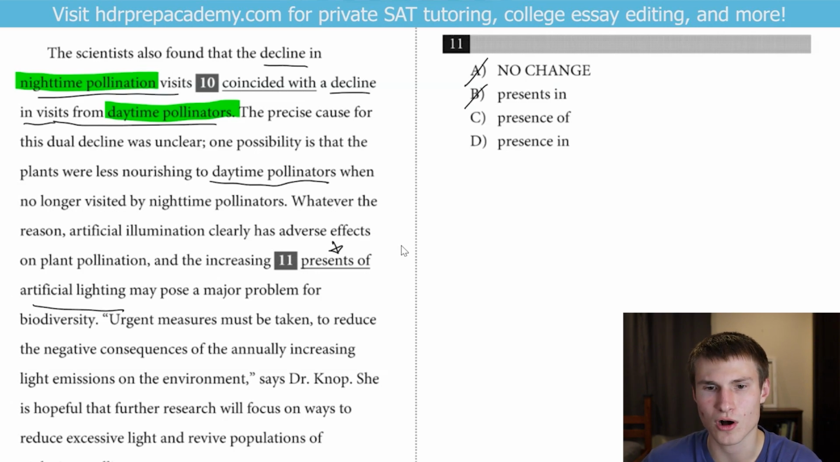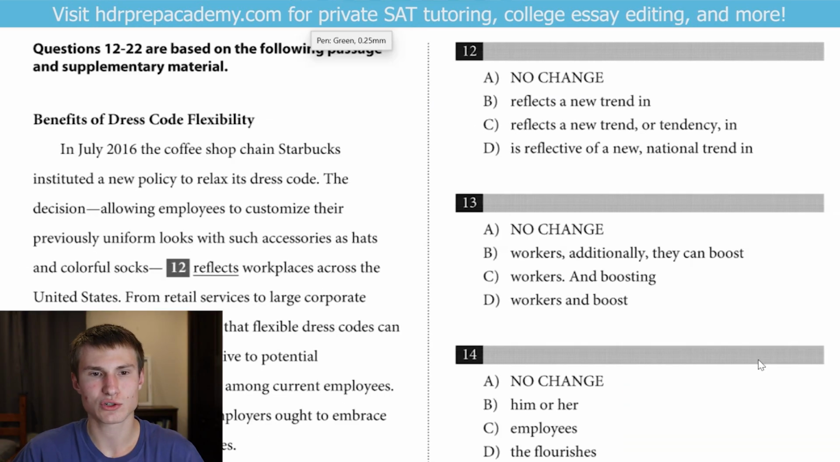So A and B are wrong. They're the wrong homophone. And we also wouldn't say "in the increasing presence in," we would say "in the increasing presence of artificial lighting." Questions 12 to 22 are based on the following passage and supplementary material.